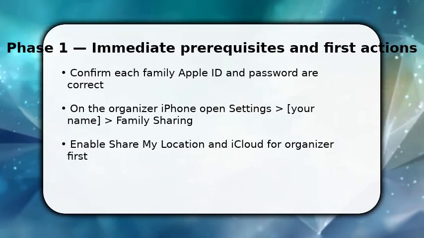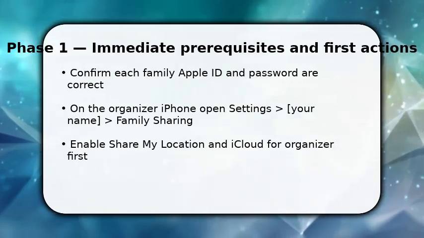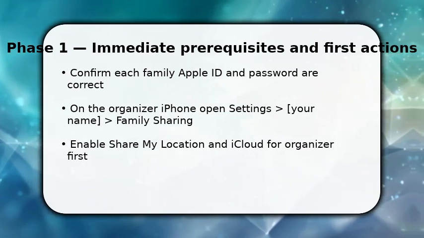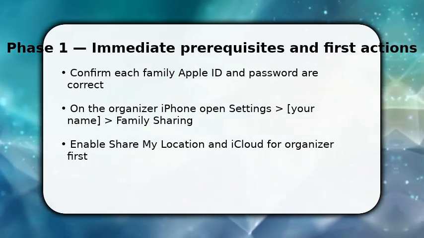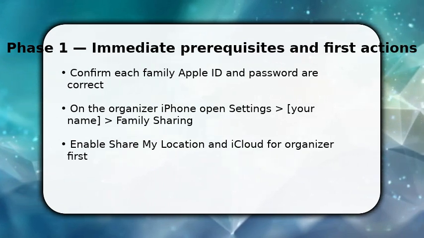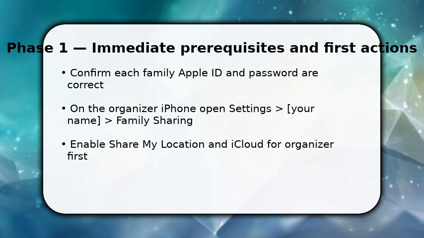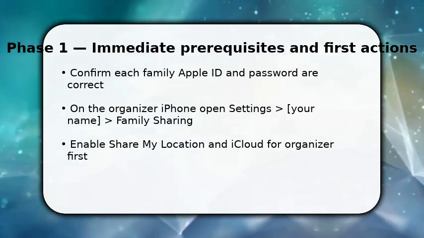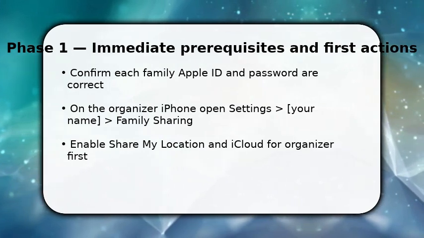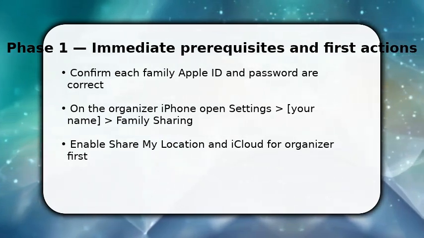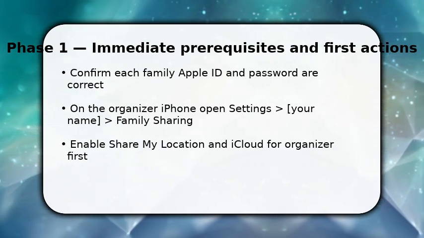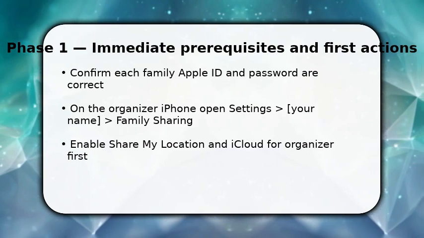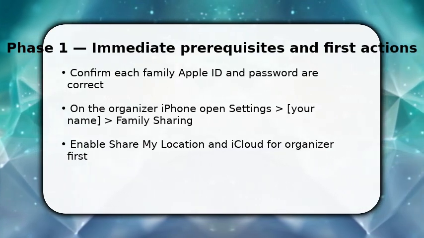You begin by confirming Apple ID and passwords for everyone. That avoids sign-in loops. Once done, open Settings on the Organizer iPhone, tap your name, then Family Sharing to view members. Make sure Share My Location and iCloud Drive are enabled for the organizer. These services authorize device linking. If a member is missing, tap Add Member and send an invite via Messages. You do this now because invitations and location sharing establish the trust chain that Family Sharing needs to work.